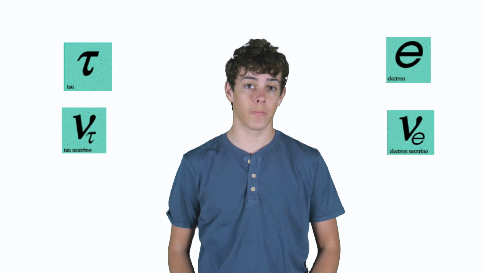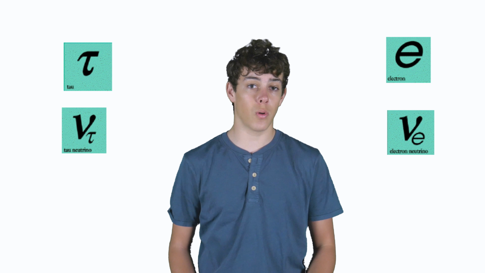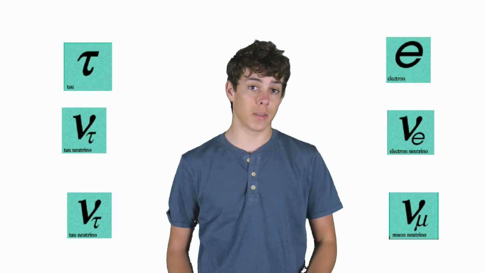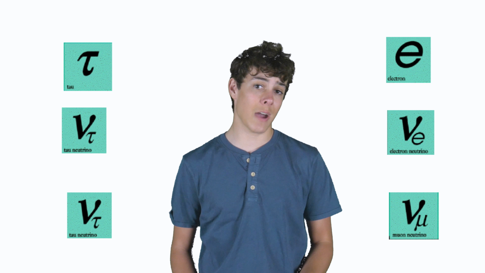There are electrons, electron neutrinos, and another set is a tau and a tau neutrino. A tau has more mass than an electron. There's also a muon and a muon neutrino. Like a tau, it is more massive than an electron. The fact that a tau and muon are so large makes them unstable. The result of this is that they're not very common. They both quickly decay into much more stable particles.